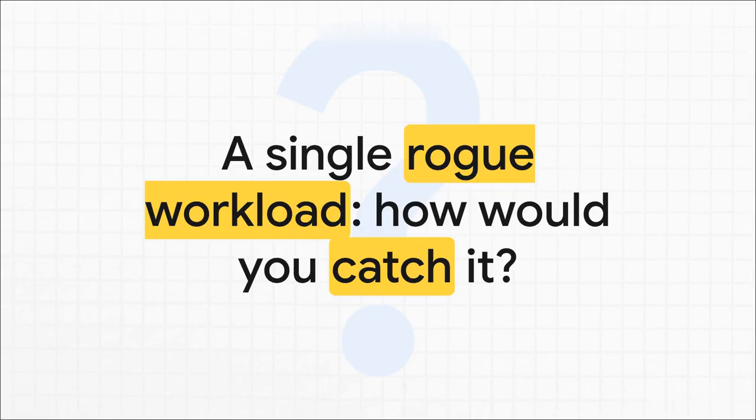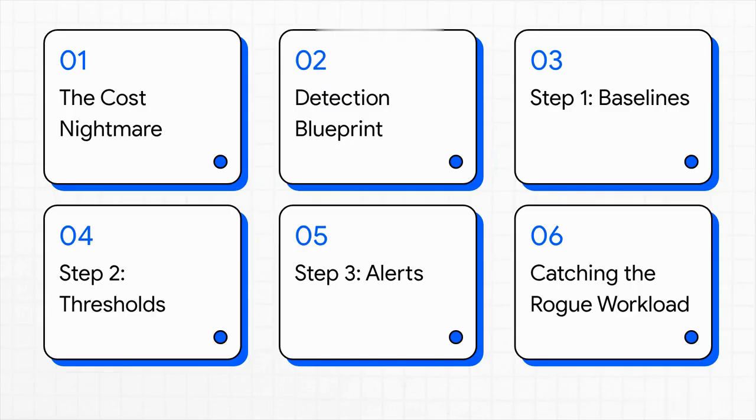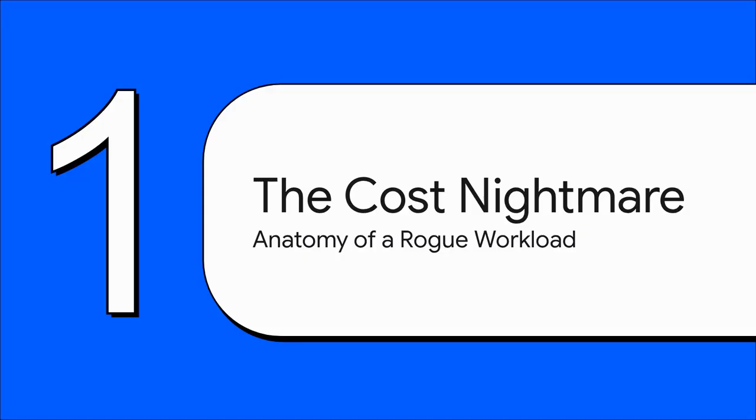Let's dive in. So here's the game plan. We'll start by looking at the problem itself, what I call the multi-cloud cost nightmare. Then we'll build our solution, our anomaly detection blueprint, piece by piece. We'll cover how to establish baselines, then how to define thresholds, and finally, how to activate alerts that actually work. And to wrap it all up, we'll see our system in action, catching that exact rogue workload we just talked about.